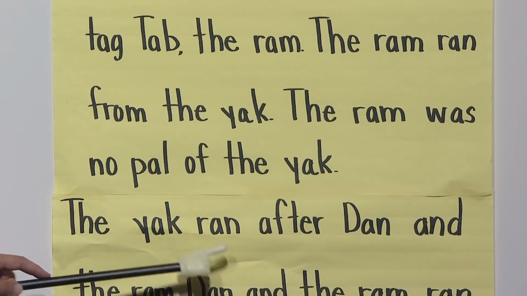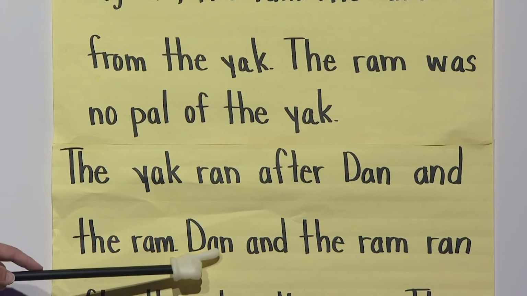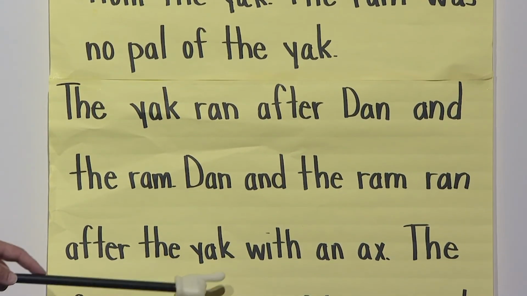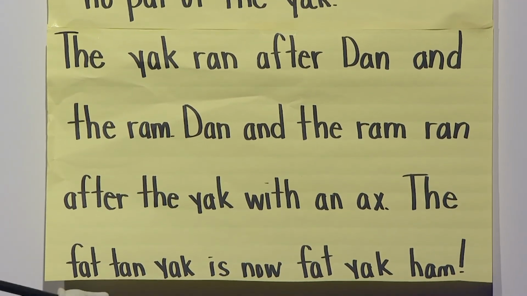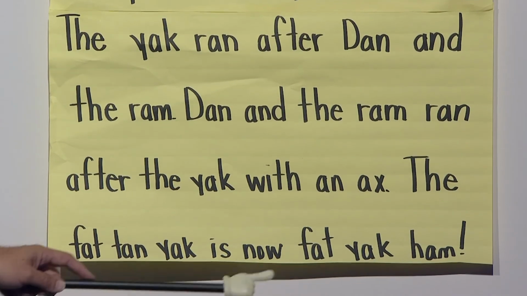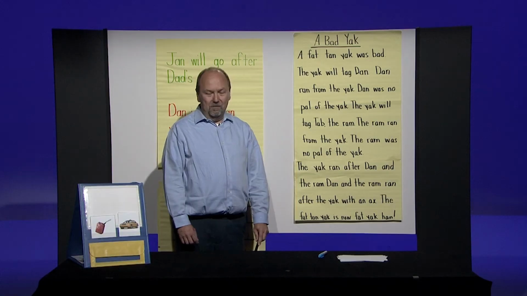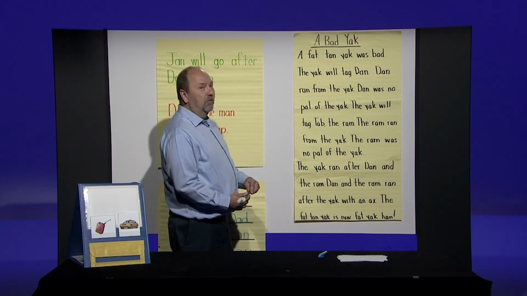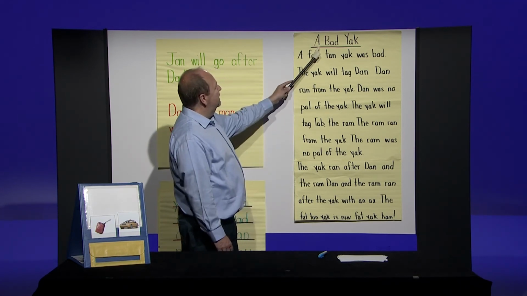The yak ran after Dan and the ram. Dan and the ram ran after the yak with an axe. The fat, tan yak is now Fat Yak Ham. Oh my goodness, our yak is food. One more time, boys and girls. Read it by yourselves. Ready? Read.